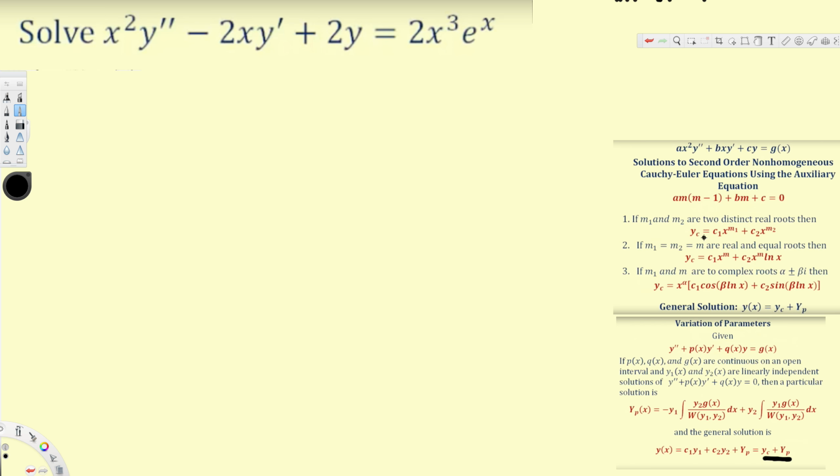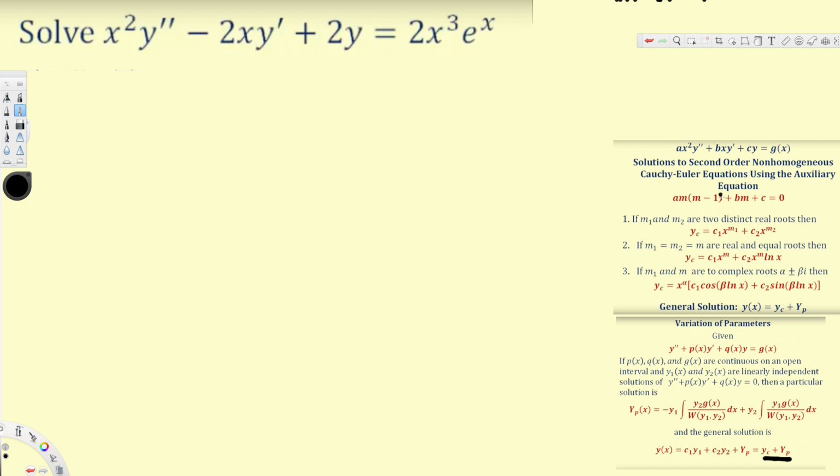Now to find the complementary solution, we arrange this equation into an auxiliary equation and find the m values, and that gives us the x power. If we get distinct real roots, the pattern of the complementary equation is going to be like this. If we get the same m values, the equation is going to look like this. And if we get complex values, the equation is going to be like this. So let's see what we get from here.